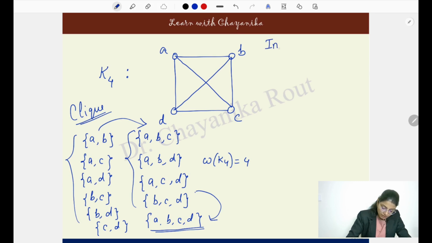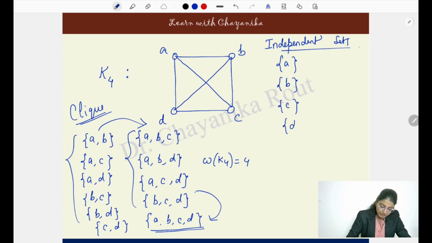Let us now deal with independent sets. We have all the singletons A, B, C and D. Since all the pairs of vertices here are adjacent, there is no pair of vertices in this graph which are non-adjacent. So we are not going to have any independent set of size greater than or equal to 2. These are the only independent sets, so they will be our maximum and maximal as well, and that indicates alpha of K4, the independence number, is 1.